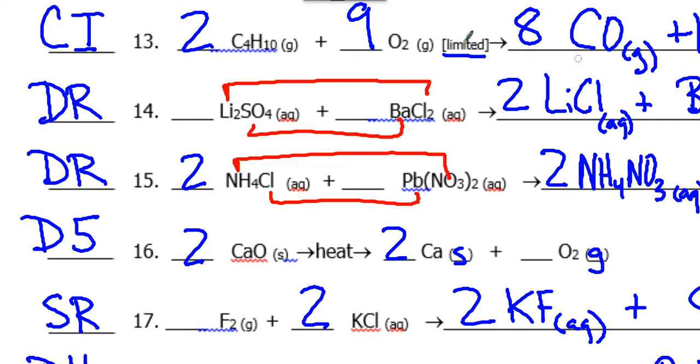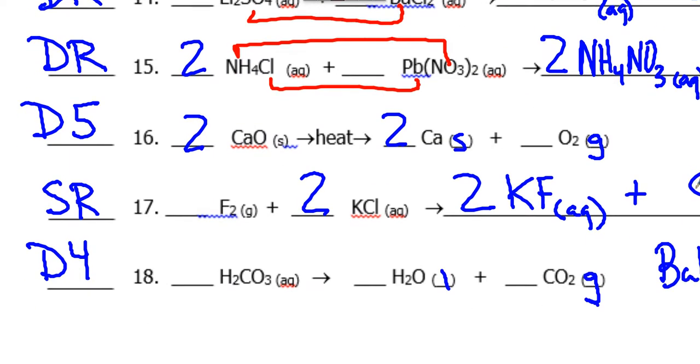14 and 15, 2 more double replacements. We switch who the metals are paired with. We use the charges when we put them together. Then we balance the reaction. After we balance the reaction, we use the solubility rules. Good job. 15, another same double replacement. Lead and chlorine are insoluble, so they're making a solid over there.